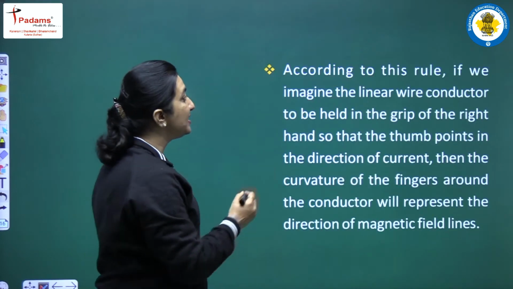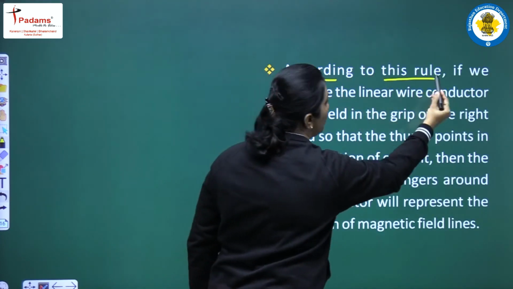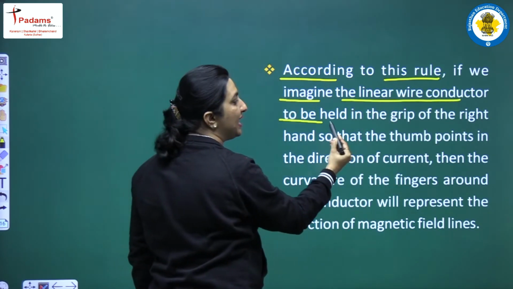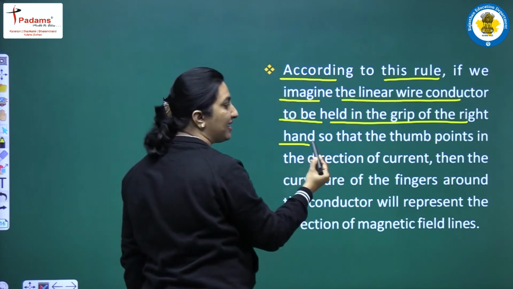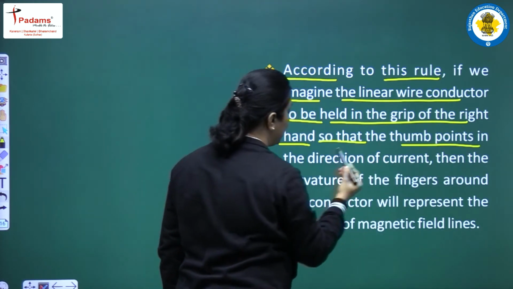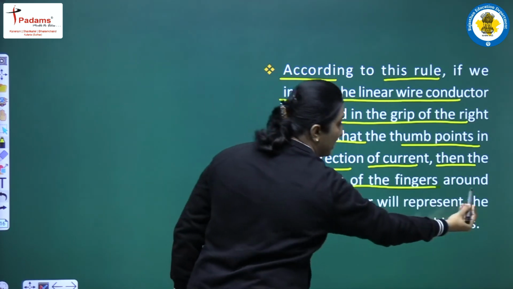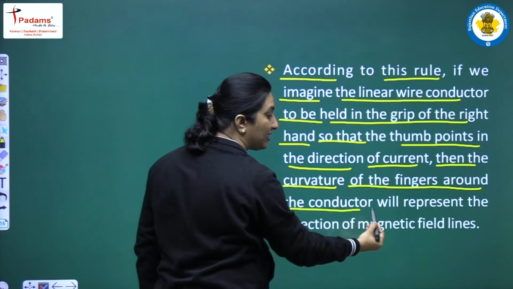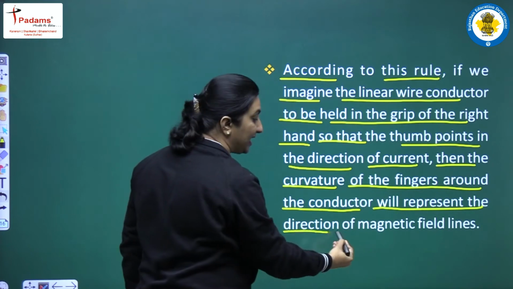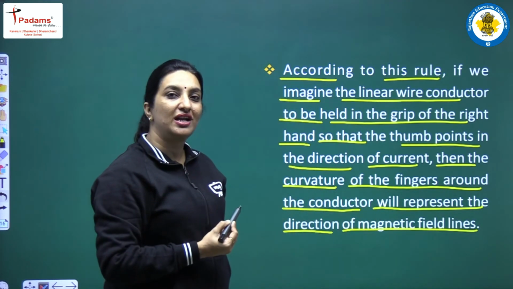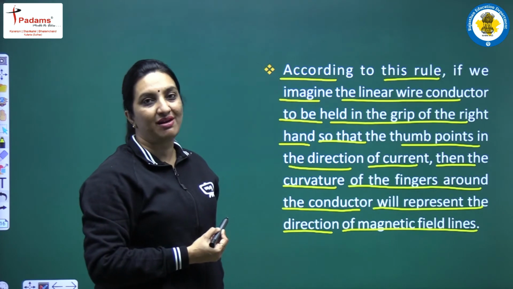field. So students, according to this rule, if we imagine the linear wire conductor to be held in the grip of the right hand so that the thumb points in the direction of current, then the curvature of the fingers around the conductor will represent the direction of magnetic field lines, and this we have understood with the help of the diagram also.